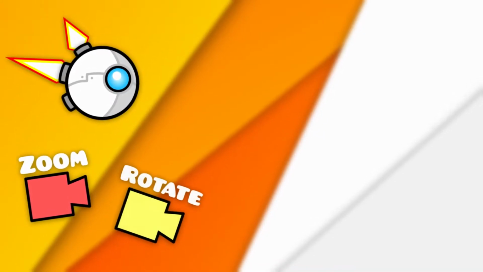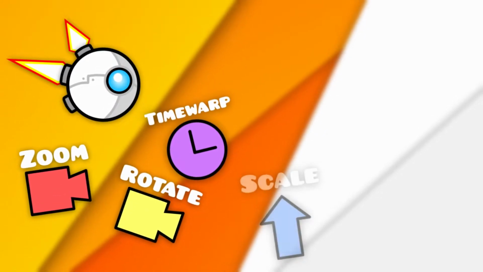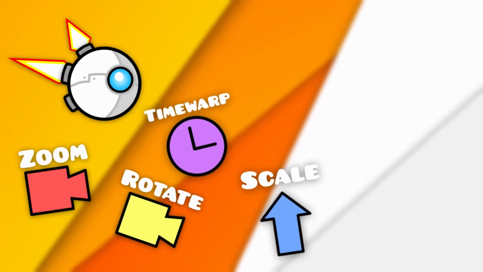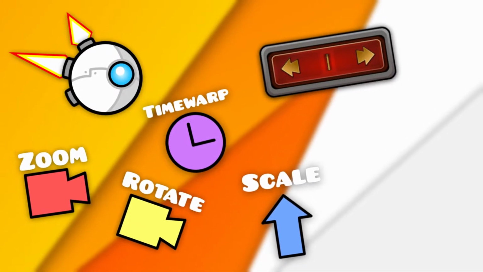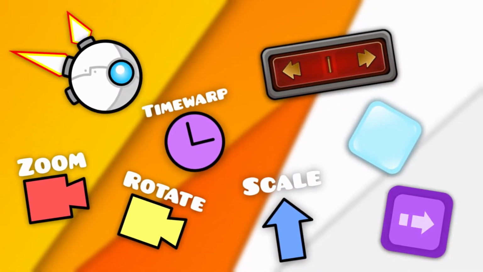So the features I'm going to be programming today are the Swingcopter, 4 triggers: the zoom trigger, the rotate trigger, the time warp trigger, and the scale trigger. As well, I'm going to be programming platformer mode, as well as the ice block and the force block.